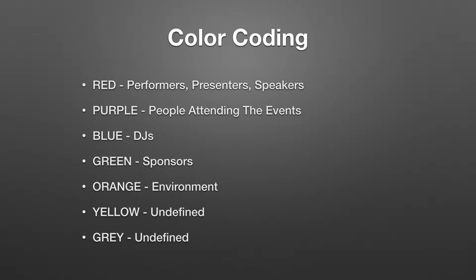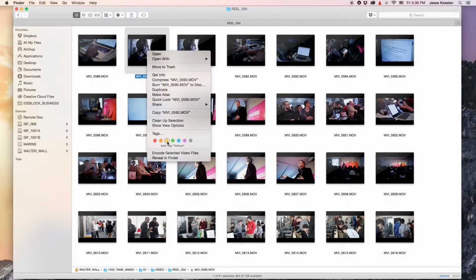Purple is for people. So these would be your audience members, your party goers, things like that. Blue goes for DJs. We aren't going to see any DJs in this particular event, but that shows up all the time in nightclub events. Green goes to sponsors. Orange is for the environment. And within Finder, you'll see that we have not used yellow or gray. Yellow or gray can be whatever you need for that specific project.